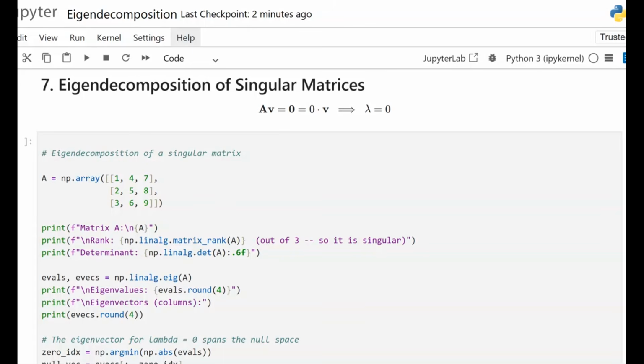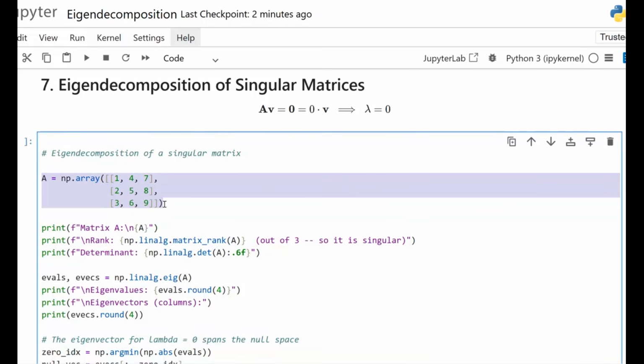Let me discuss this by using the code. So here, this exact script analyzes the eigendecomposition of a singular matrix and connects eigenvalues, rank and linear dependency. Let me start by defining the matrix A, which is 1, 4, 7, 2, 5, 8 and 3, 6, 9. Okay, and here we are defining the rank and the determinant. Kindly observe, of course we have a 3 by 3 matrix, but the rank won't be 3.